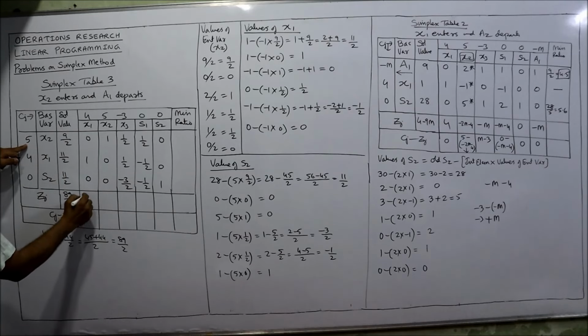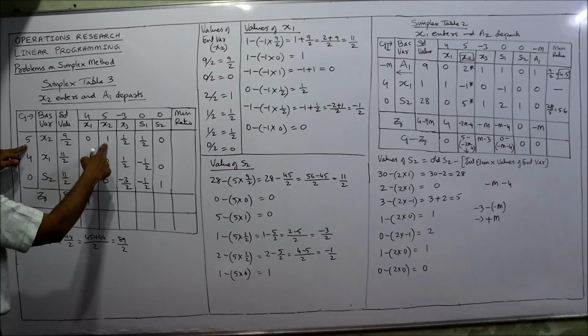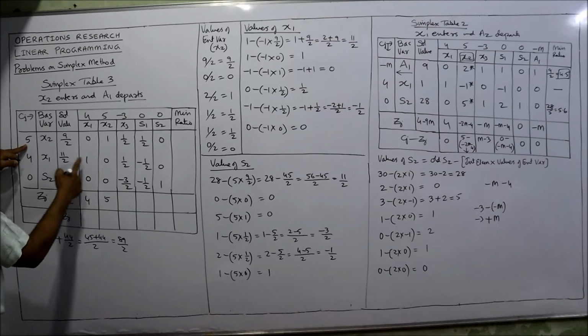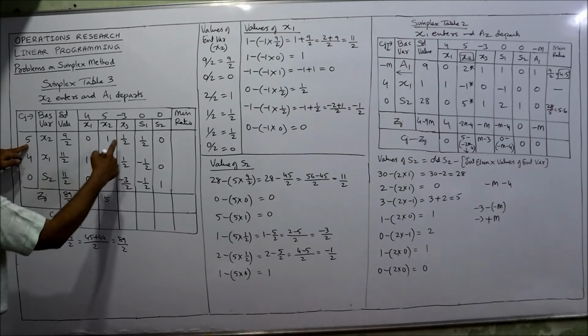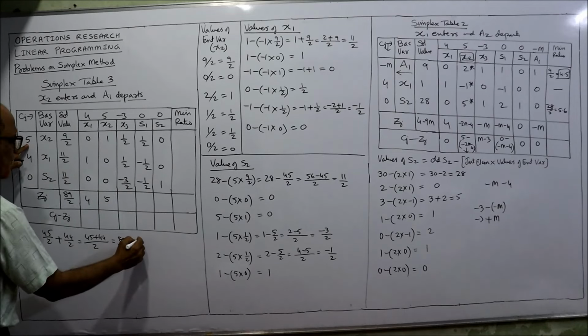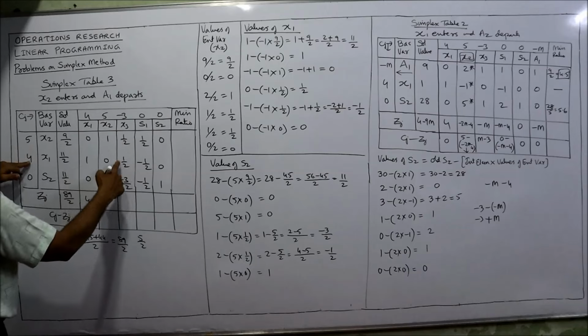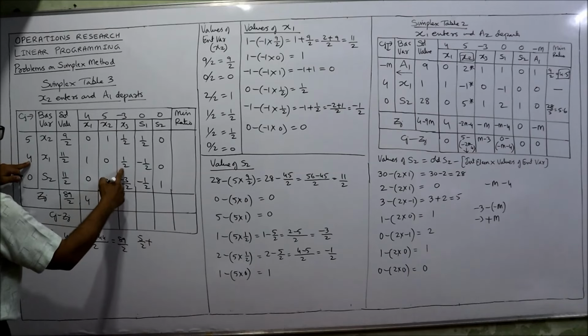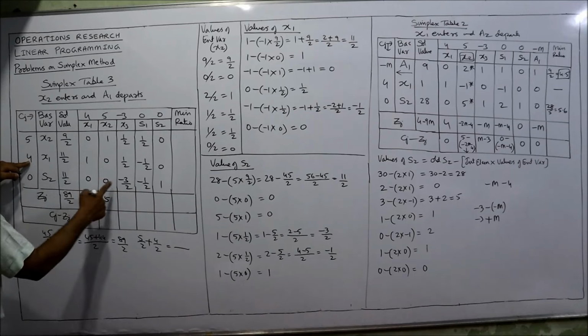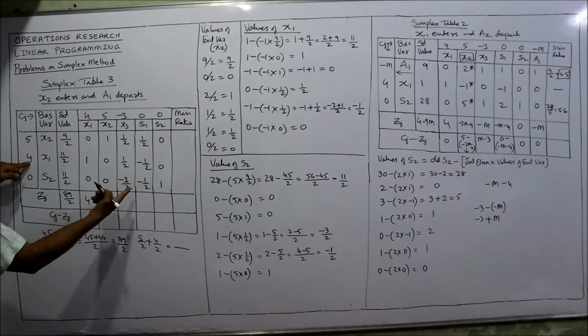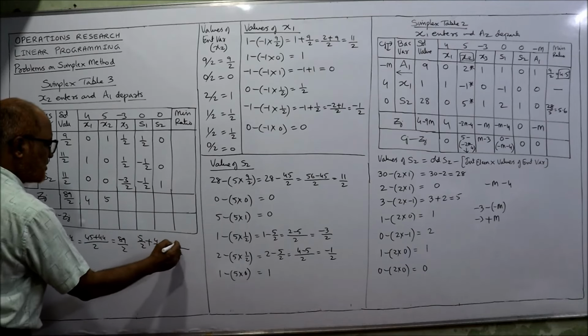So 4 ones are 4. 5 into 1 is 5. 4 into 0 is 0, 0 into 0 is 0, 5. So 5 into 1 by 2 is 5 by 2. Plus 4 into 1 by 2. 4 into 1 by 2 is 4 by 2. So if we take the LCM, because 0 into minus 3 by 2 is 0 only. So LCM 2, 5 plus 4 is 9.